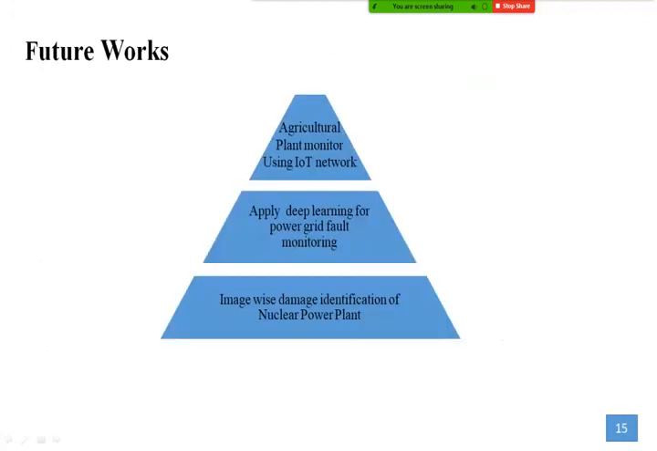These are the future works we have noted based on our literature survey. We have planned to work on an agriculture plant monitoring system using IoT networks, and also apply deep learning for power grid fault monitoring, and another one for image-based damage identification of nuclear power plants. These are our future work suggestions.